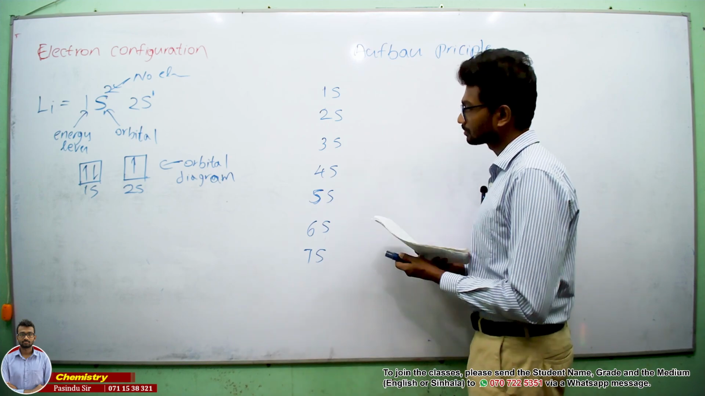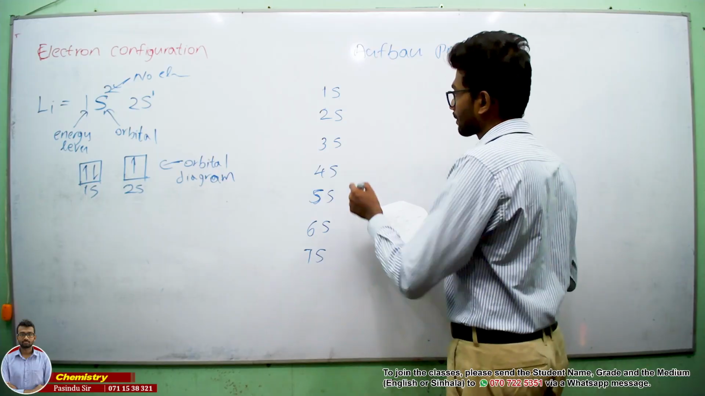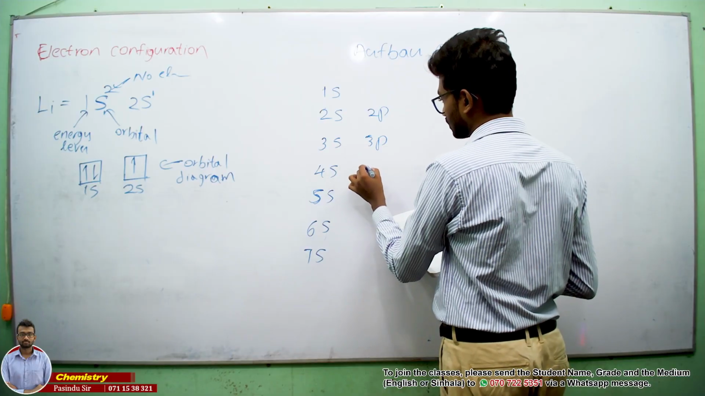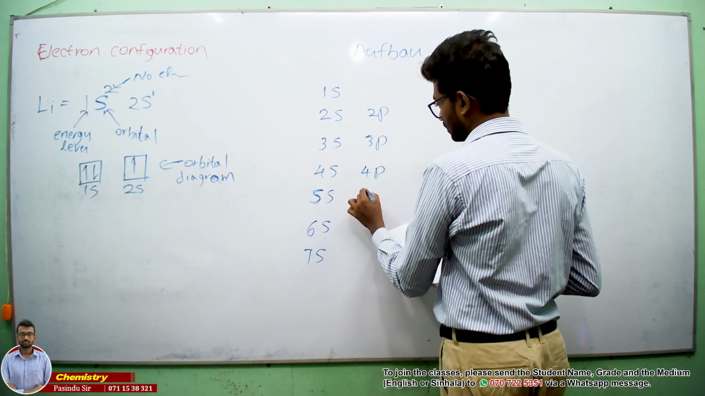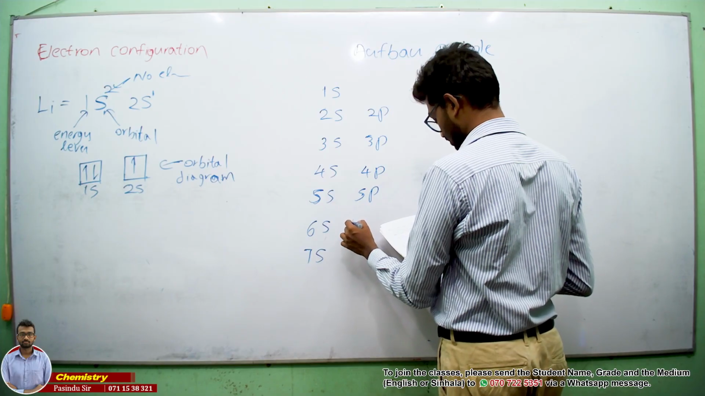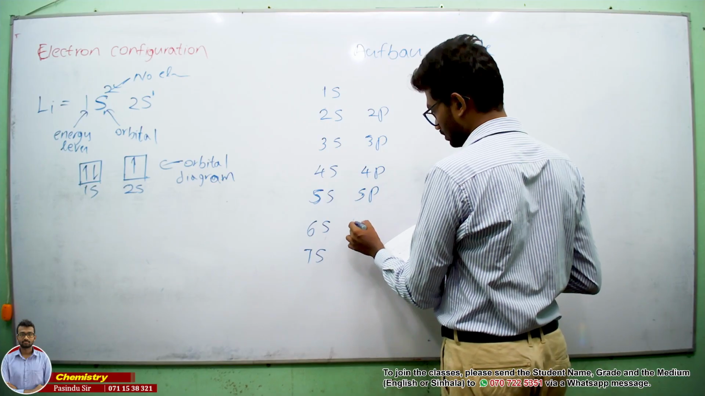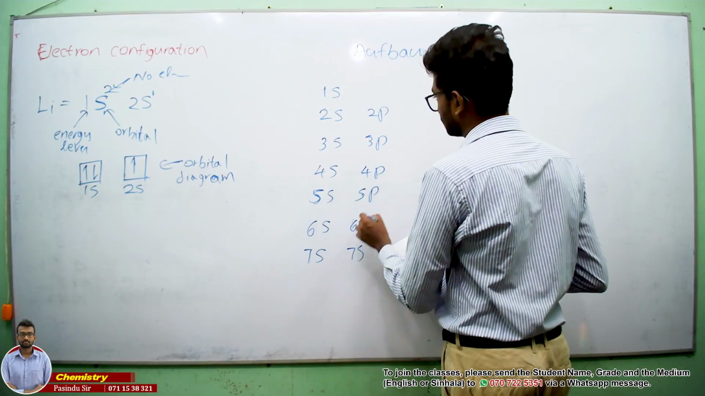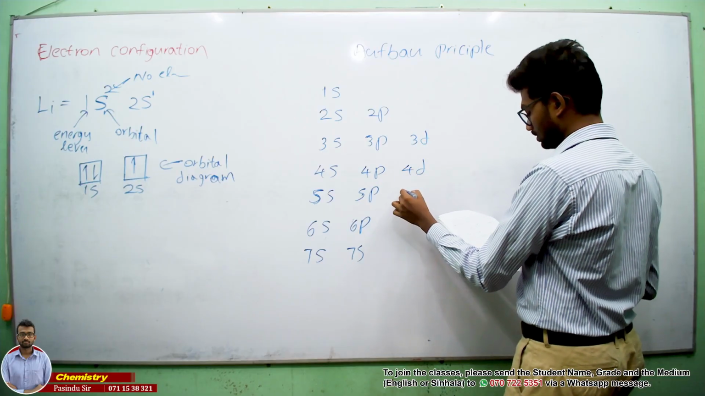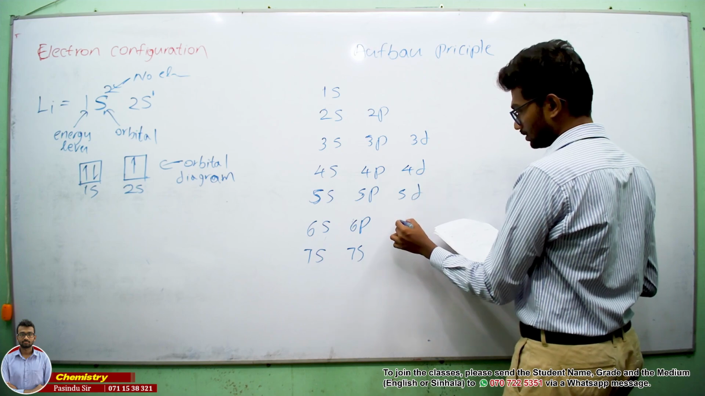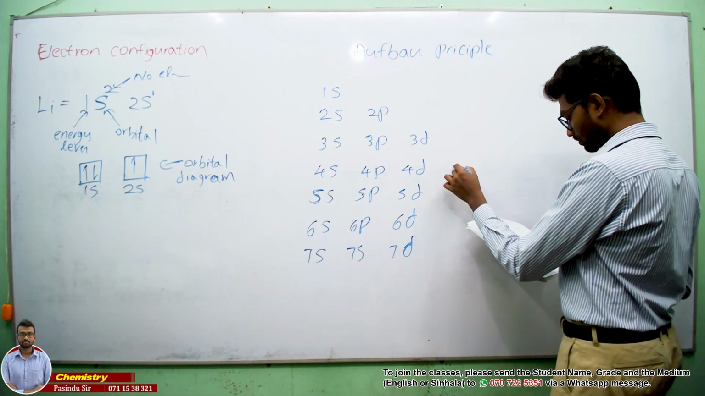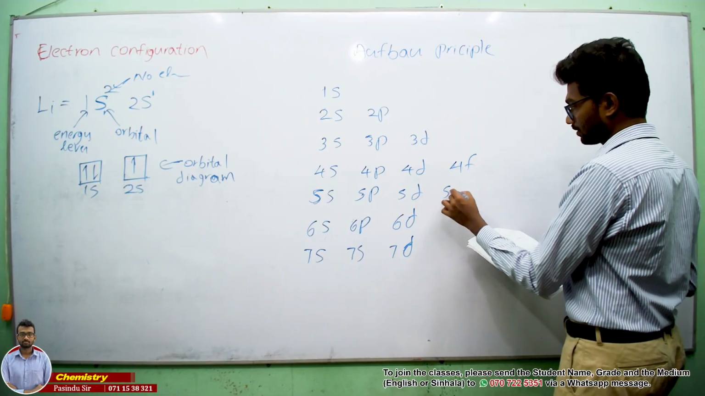Right. 2p, 3p, 4p, 5p, 6p, 7p, 3d, 4d, 5d, 6d, 7d, then 4f, 5f.